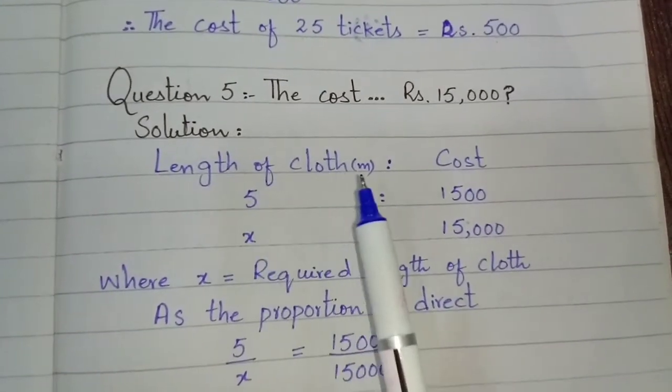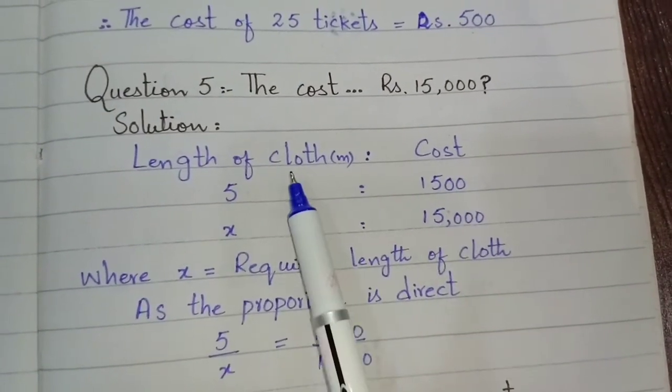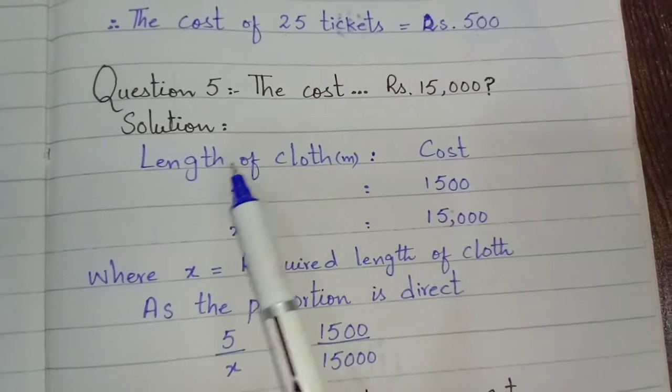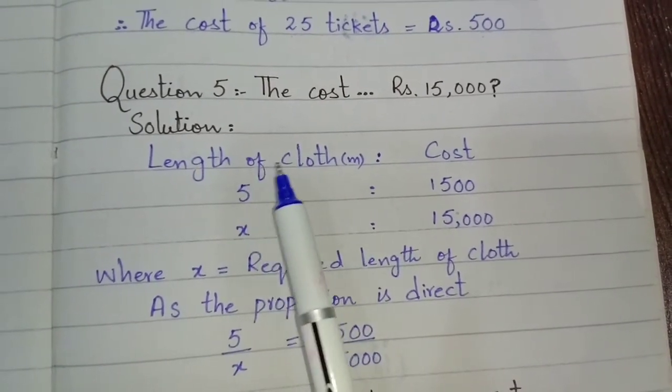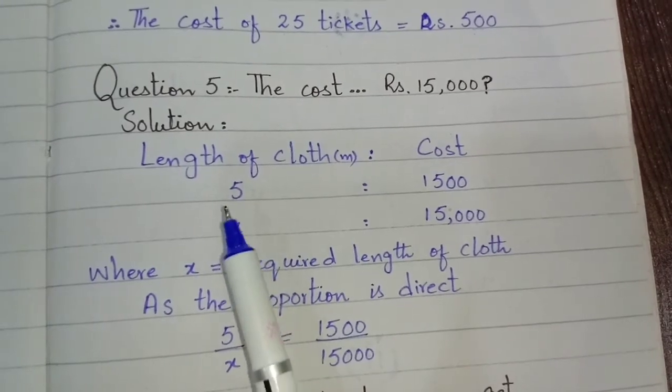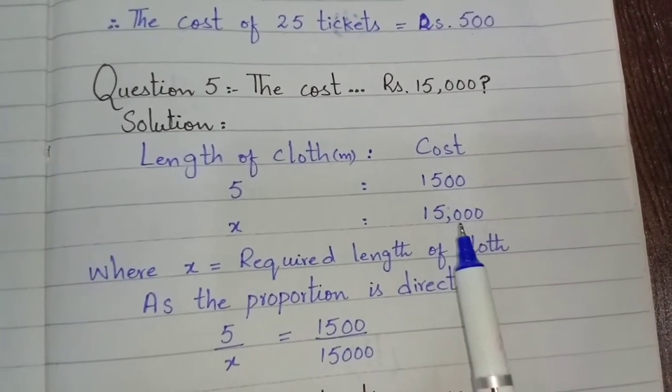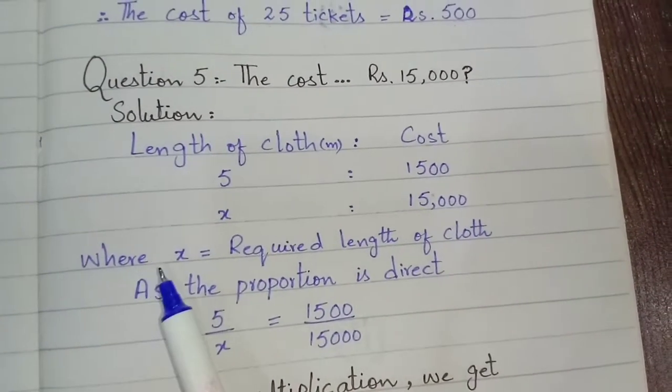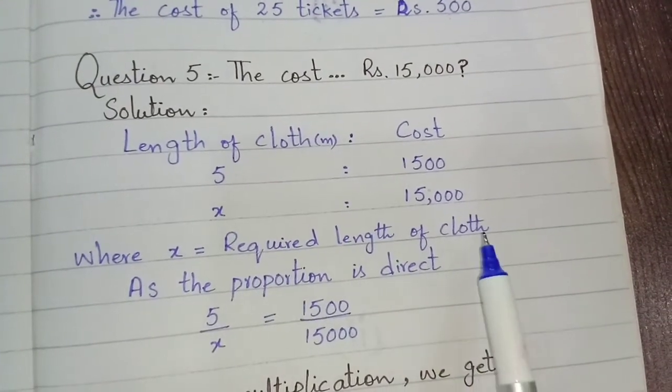So the length of cloth in meters, proportion, cost: two quantities are involved in this question. Length of cloth 5 meter, the length of 5 meter cloth costs 1500. So we have to find how much length of cloth will be purchased from 15,000 rupees. So we let x equal the required length of cloth.